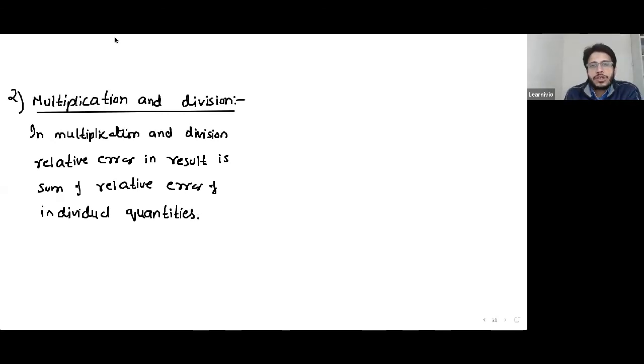So in multiplication and division, you will not combine absolute error, but you will combine relative error. So first, see multiplication.